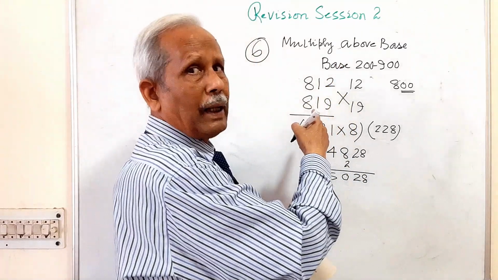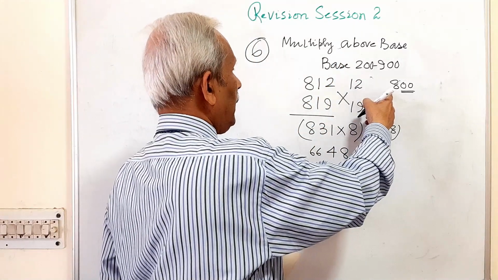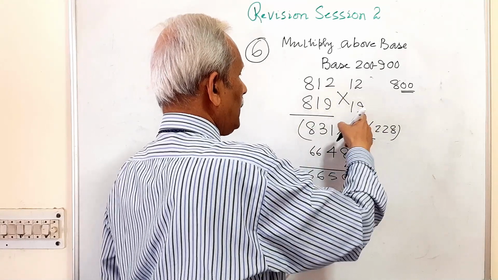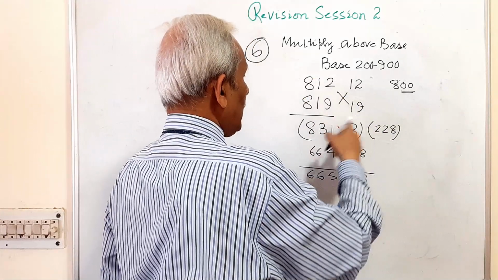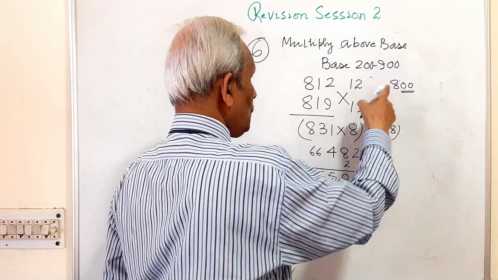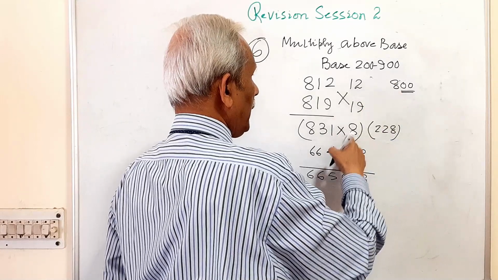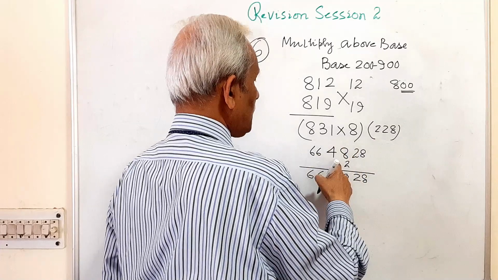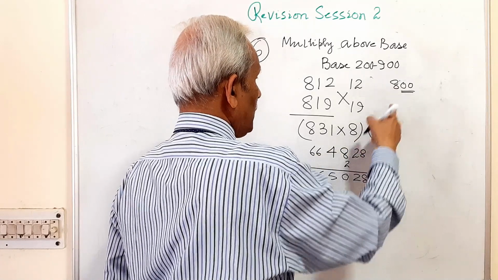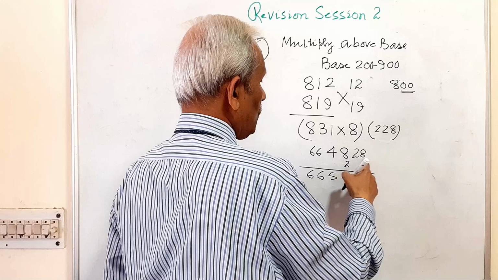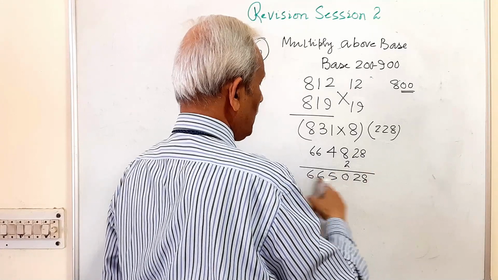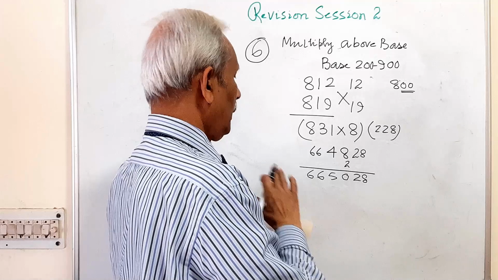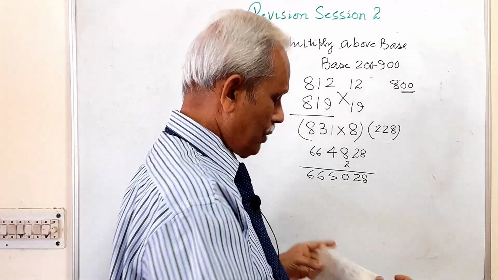812, 819. The base here is 800. 812 minus 800 is 12. 819 minus 800 is 19. 812 plus 19 is 831. 831 into 8. The base is 800 into 8. And 19 into 12 is 228. This becomes 6648. There are 2 zeros here, so you can have 2 digits here. Write 28 here, 2 carries. This becomes 665028. Quite simple, quite understandable. And this is the answer. So I hope you have understood it.